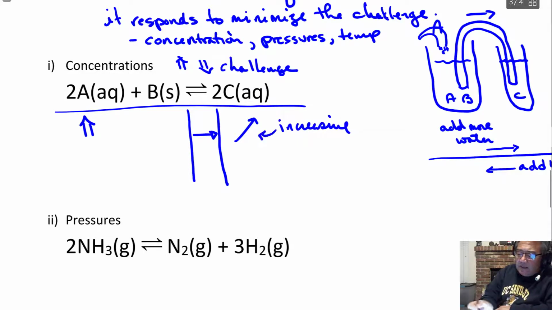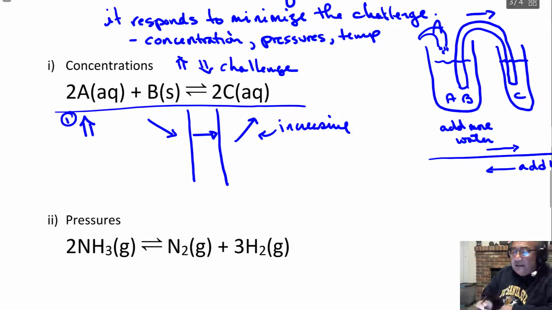That's what this arrow means. And then B is going to decrease because it's getting dragged over to the other side, right? So you can predict what's happening to everything in the solution if you know what the challenge is, you know which way the equilibrium is going to respond, and once you know that, you know the direction to change for everything else.